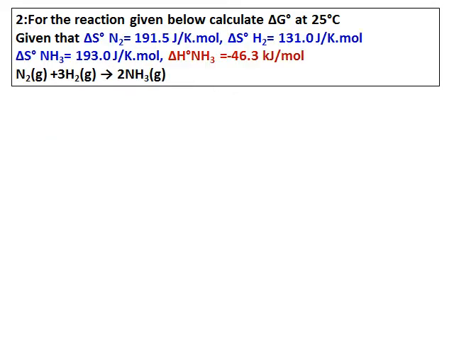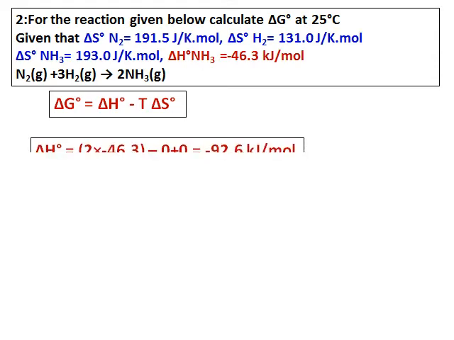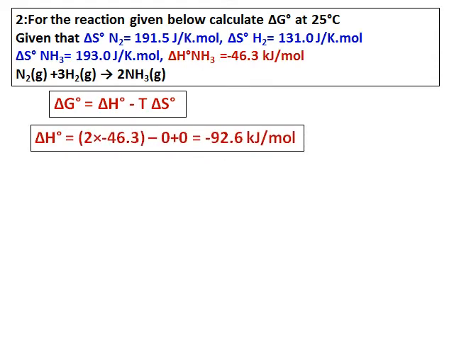For the reaction given below, calculate delta G0 at 25 degrees Celsius. The delta S for the individual reactants and products is given, and in the same way delta H for ammonia is given. So we will be using the same equation, delta G equals delta H minus T delta S. But in this case, the delta H has to be calculated. We will calculate delta H using the values given, because it is product minus reactant. In the same way, delta S is also calculated.